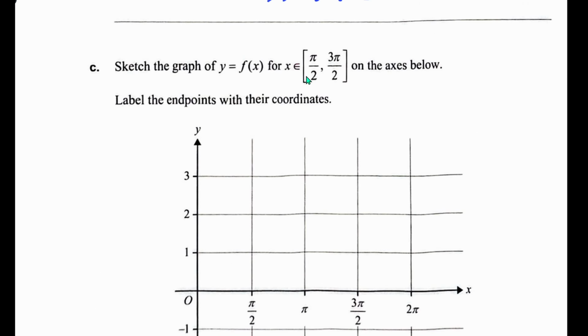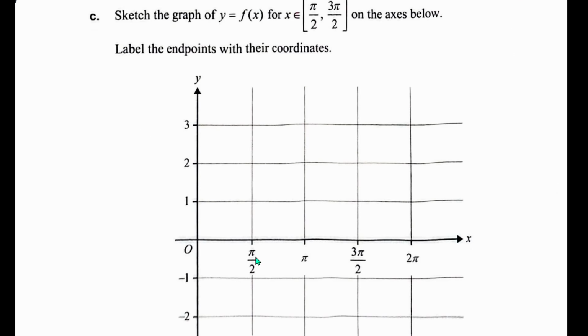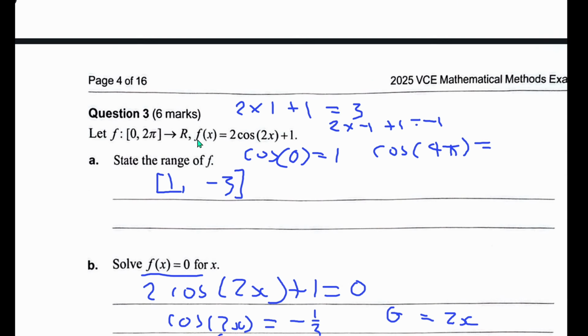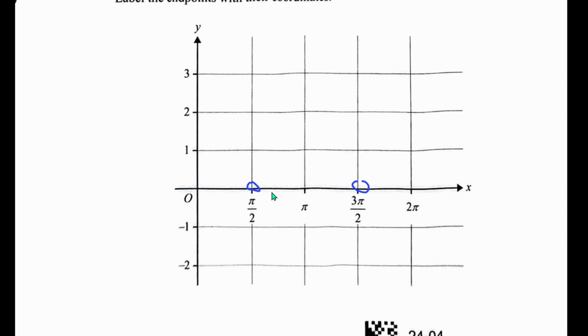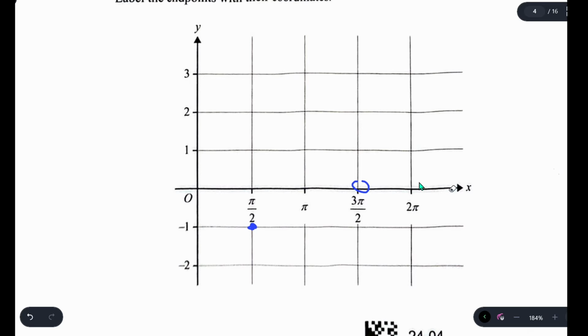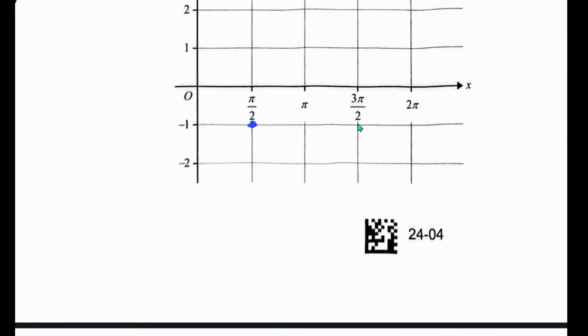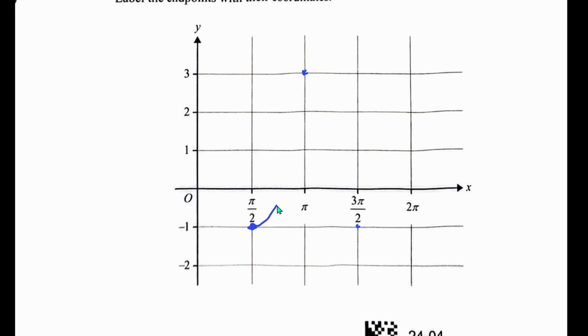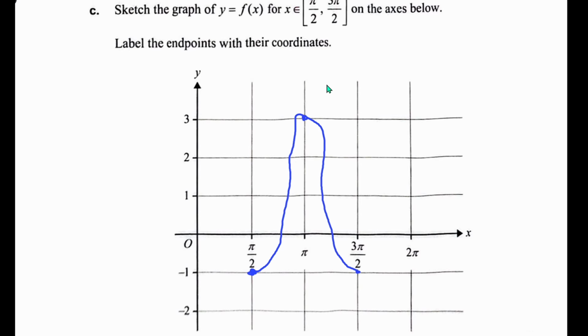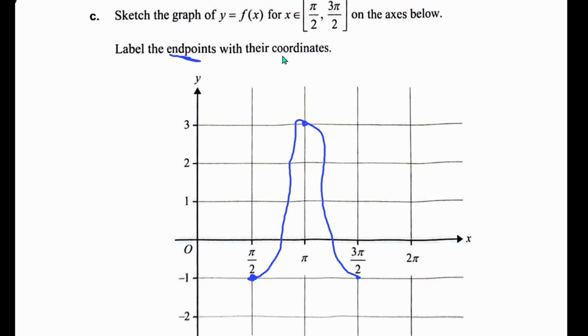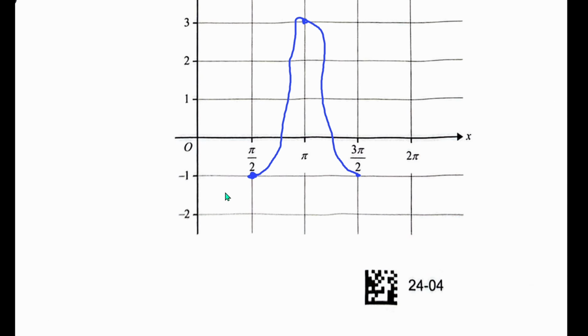Sketch the graph for pi on 2 to 3 pi on 2. Pi on 2 is -1, which is here. And then 3 pi on 2. Very bad graph. Endpoints with their coordinates. So pi on 2, -1. 3 pi on 2, -1.